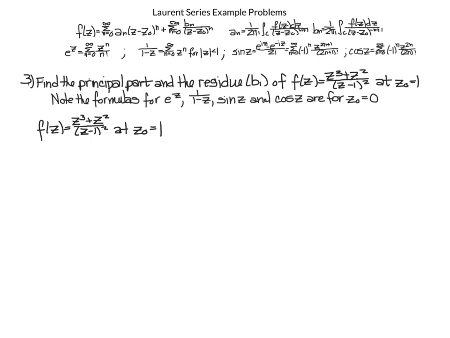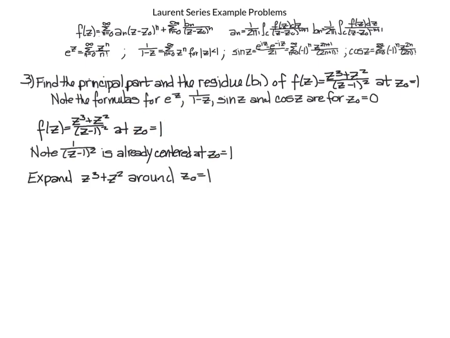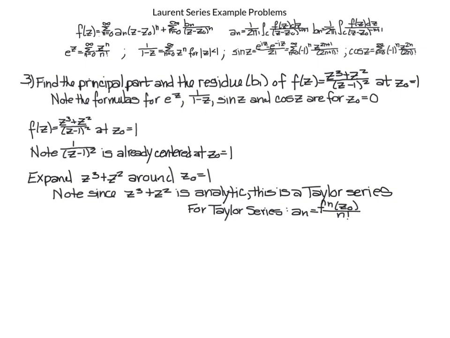You will notice that the denominator, that 1 over z minus 1, is already centered. It's already of the form z minus z naught, where z naught is equal to 1. What we need to work on is expanding the numerator, z cubed plus z squared, around z naught equals 1. And the thing that will make your life so much easier is to notice that z cubed plus z squared is analytic. So this can be represented by a Taylor series.